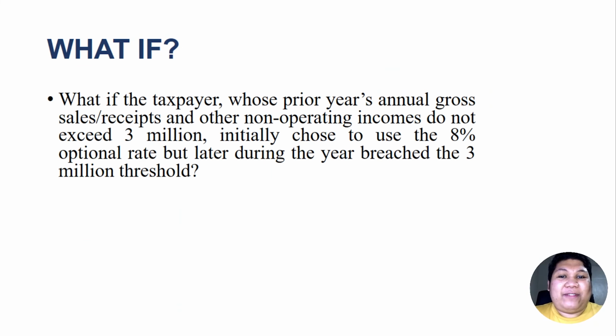So, what if the taxpayer whose prior year's annual gross receipts or sales and other non-operating incomes did not exceed 3 million initially chose to use the 8% optional rate, but later during the year breached the 3 million threshold? What if the taxpayer initially chose the 8% optional tax regime, but later on during the year, he breached the 3 million VAT threshold?